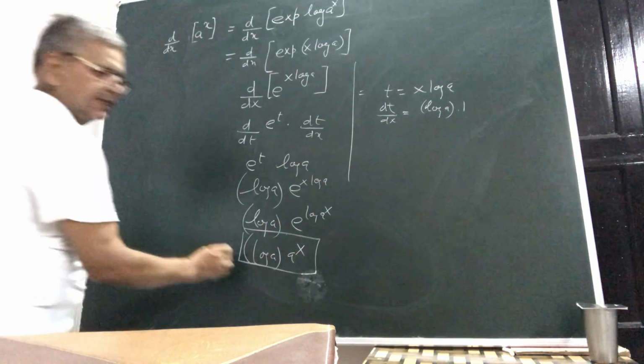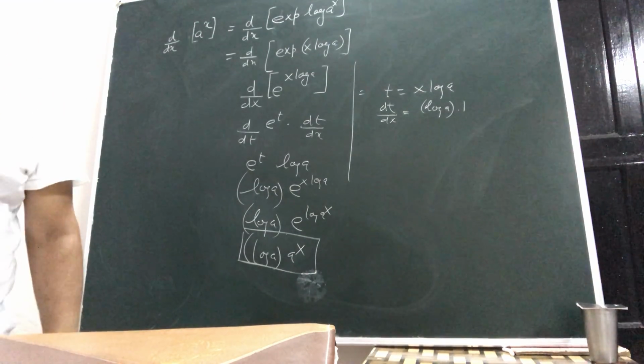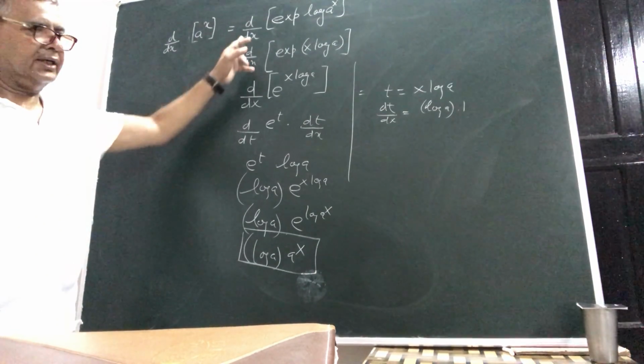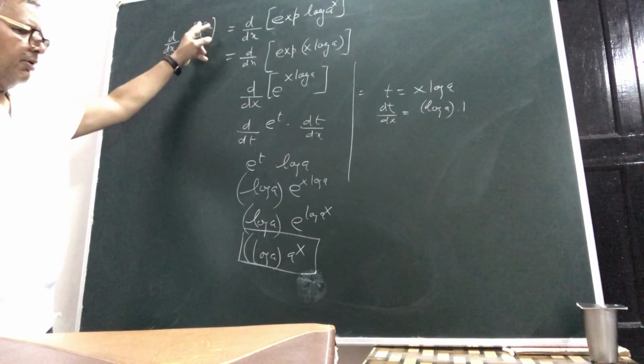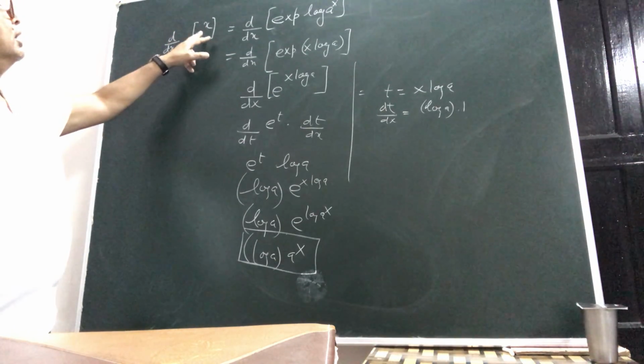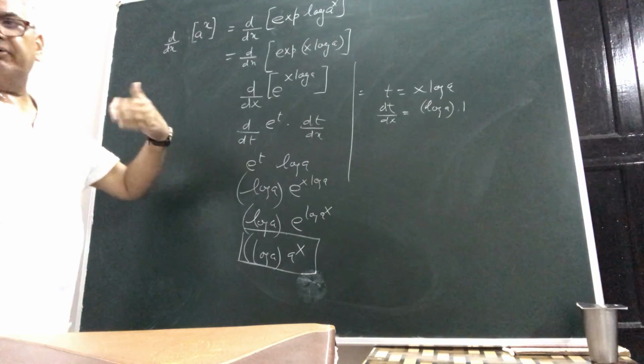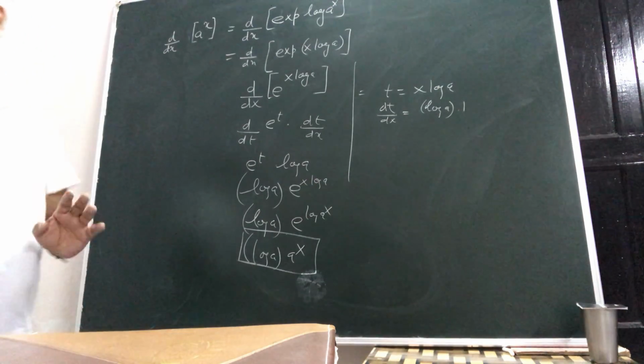So what we get is that this is the derivative. And so these are the three important derivatives. The general derivative of a raised to power x is simply log of a into a raised to power x. So this is the third derivative.